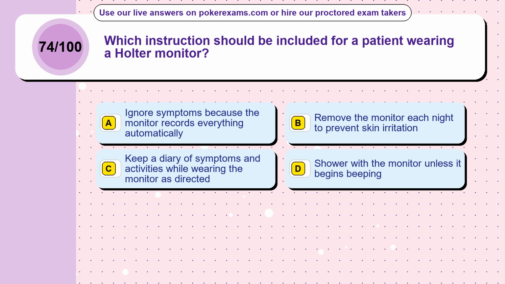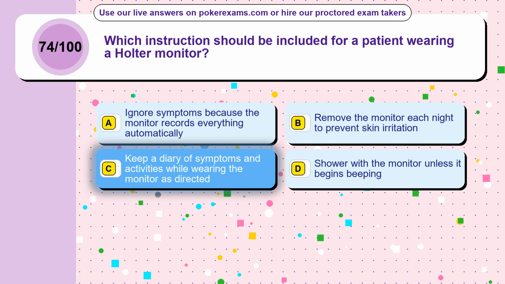Question 74. Which instruction should be included for a patient wearing a Holter monitor? Option A. Ignore symptoms because the monitor records everything automatically. Option B. Remove the monitor each night to prevent skin irritation. Option C. Keep a diary of symptoms and activities while wearing the monitor as directed. Option D. Shower with the monitor unless it begins beeping.